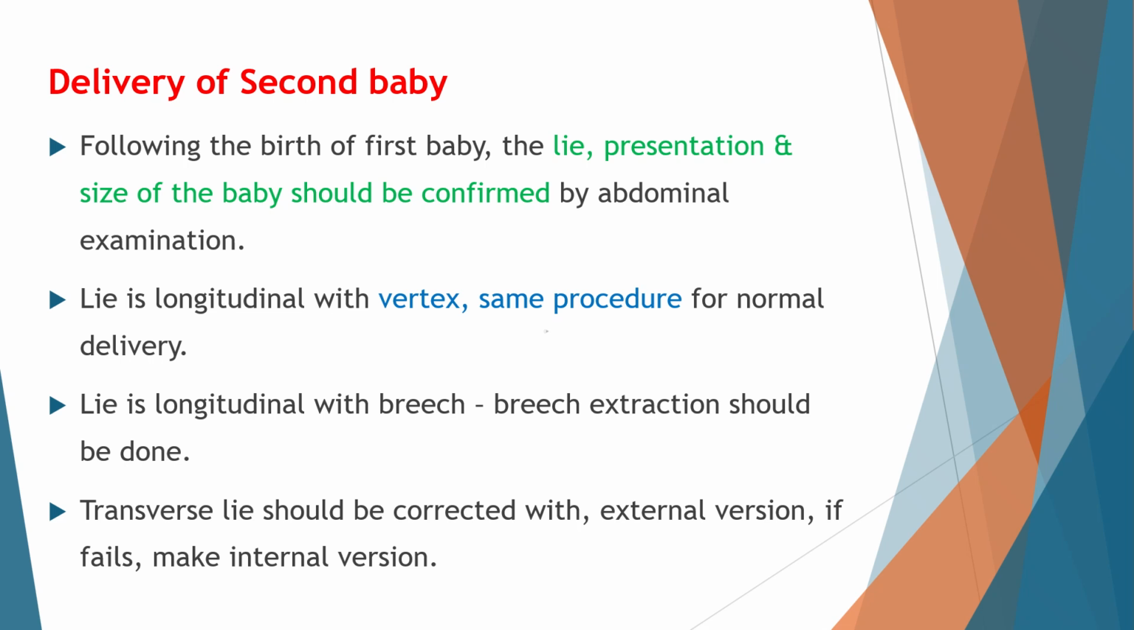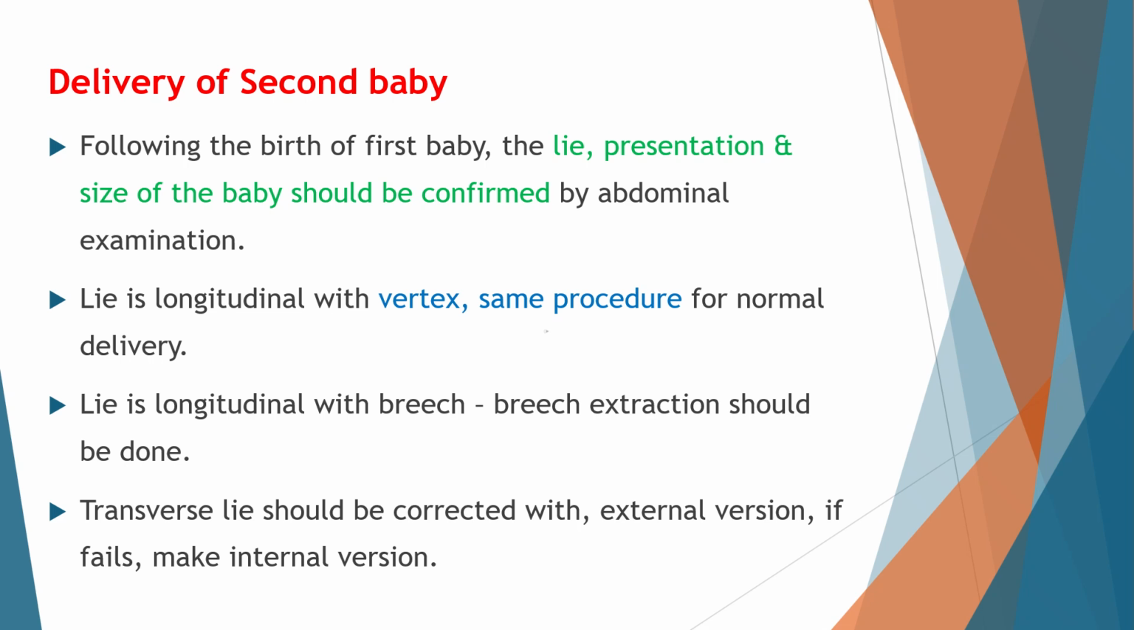After the first baby is delivered, the first priority is to reassess the uterus by abdominal examination to confirm the lie, presentation, and size of the second baby. This assessment helps the obstetrician decide the safest method of delivery. If the second baby is in a longitudinal lie with vertex presentation, the delivery can usually proceed in the same way as a normal vaginal delivery.